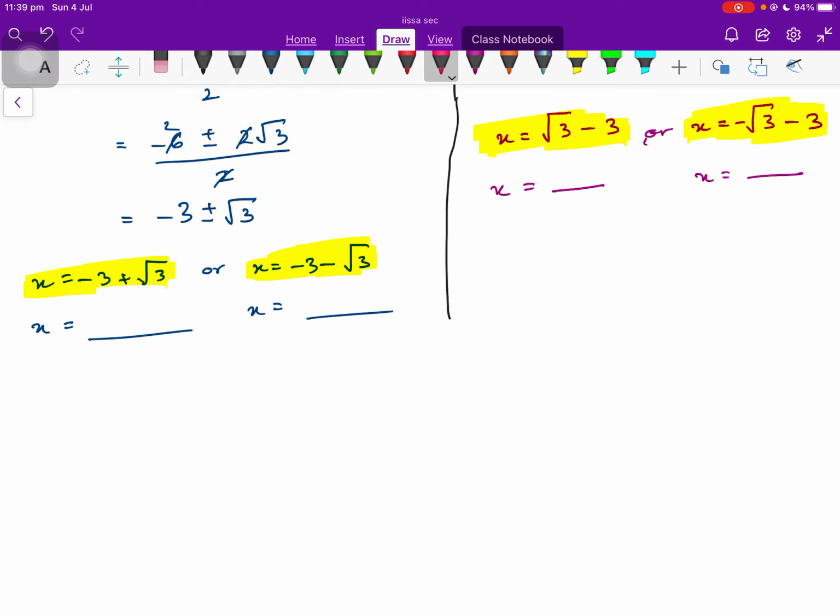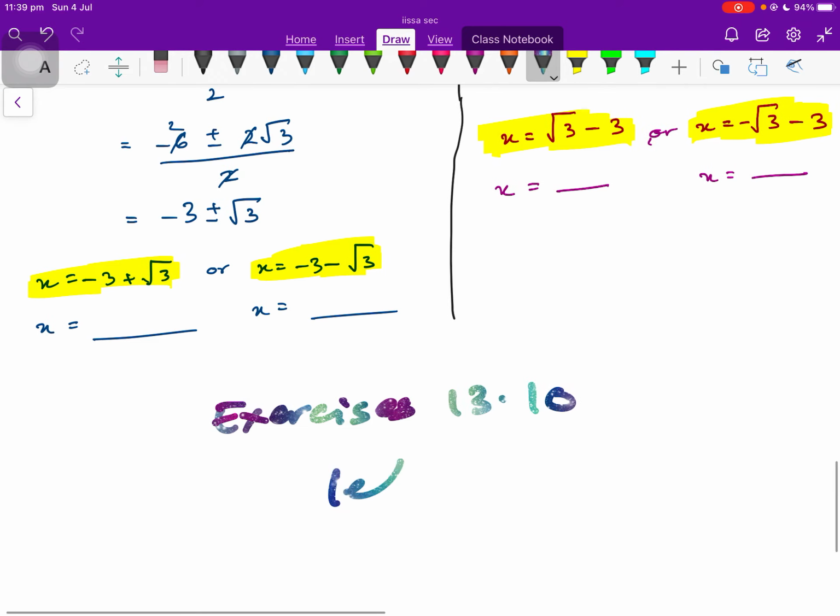So can you do exercise 13.10, all on your left hand side?